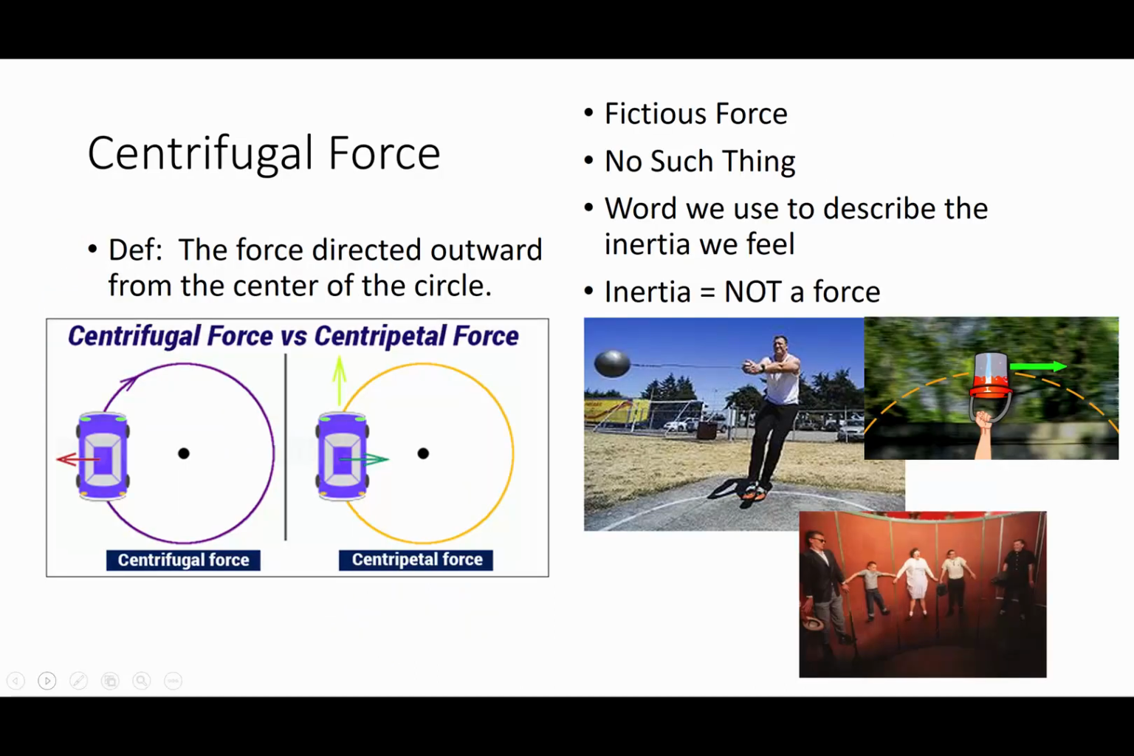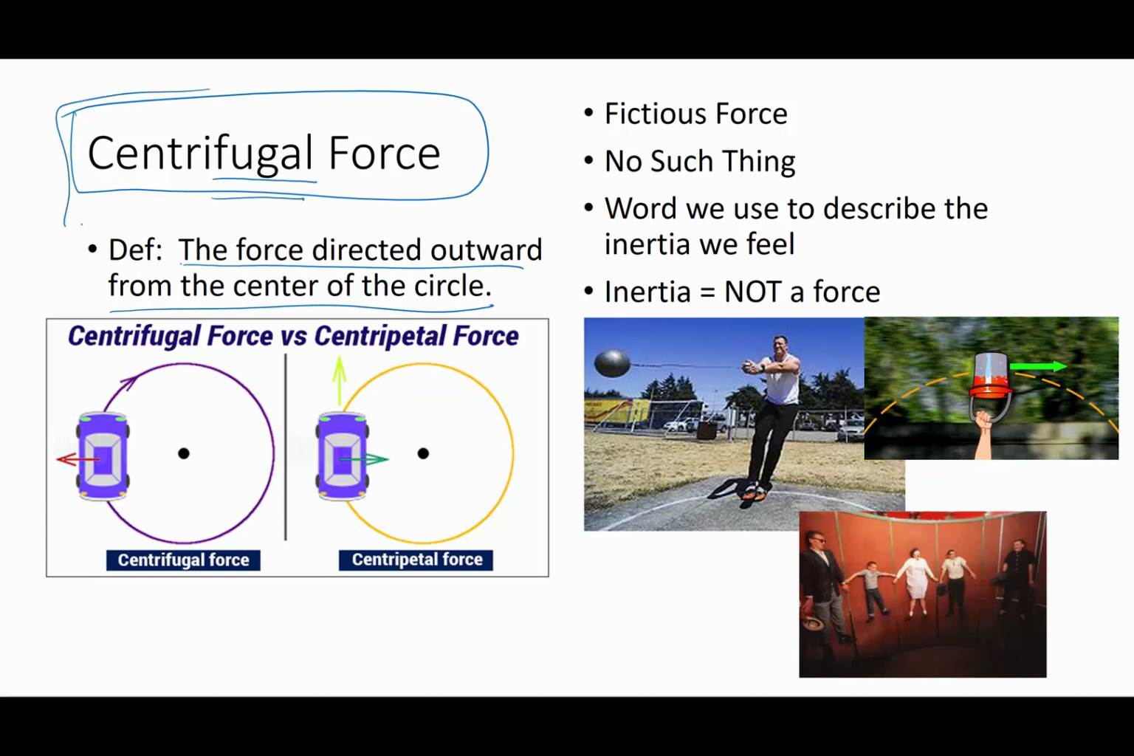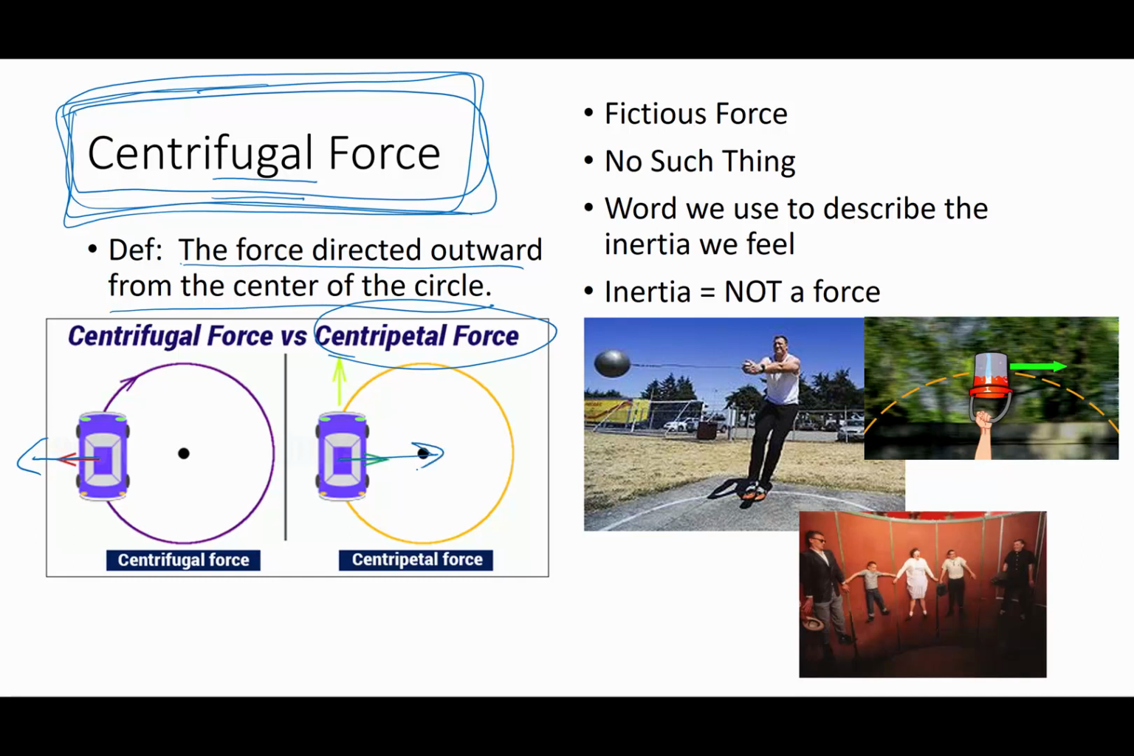One more idea before we leave and actually start doing some math, and that is the concept of centrifugal force. Now, centrifugal force is the force directed outward from the center of the circle. This word is so much more common in the English language. It's very difficult to watch a sport broadcast without centrifugal force being brought up. But it is the force outward from the center of the circle. Centripetal, the force we've been talking about all this time, is towards the center of a circle.